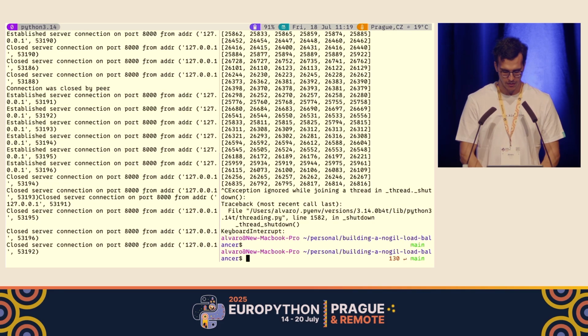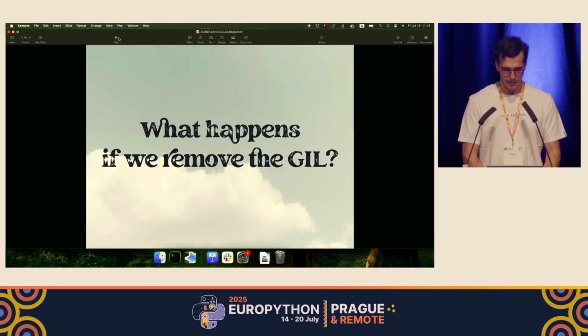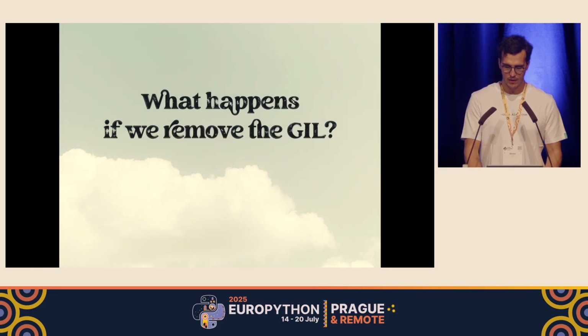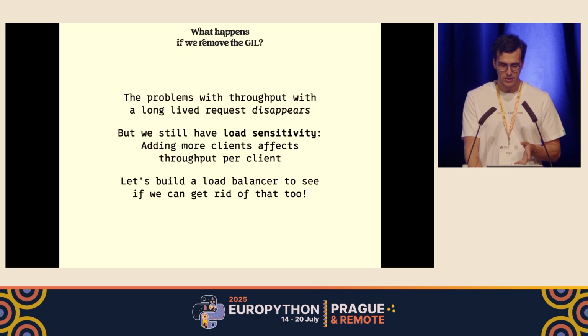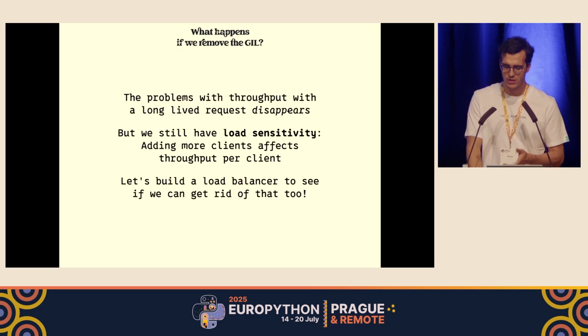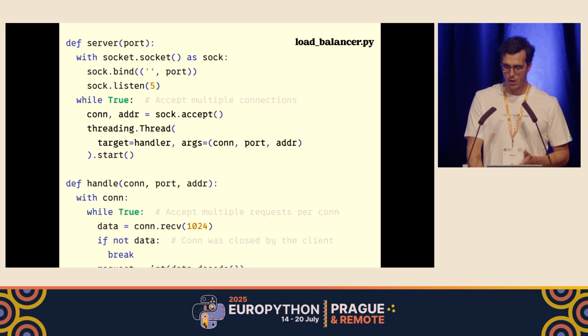So for that reason, I'm going to try to build a load balancer. So what is a load balancer? Let's talk a little bit about what happens when we remove the GIL, because this problem with the long-lived request disappeared. But like I said, there's this load sensitivity. So we're going to build a load balancer to accommodate for that.